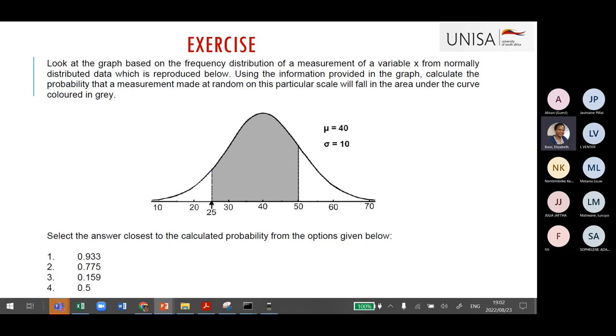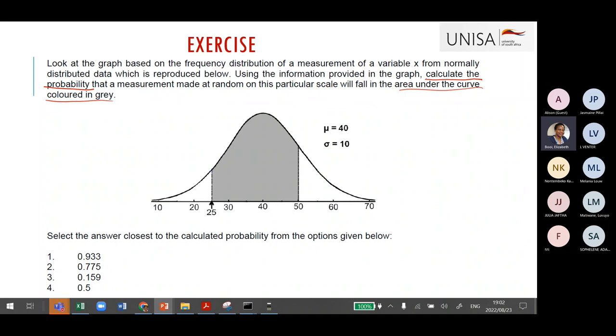The question says, select the answer closest to the calculated probability from the options below. Based on the information on the graph above, there's not much, but what we can deduce is that they asked us to calculate the probability, and they also told us that we need to find the probability that falls within the area underneath the curve, and they shaded that area.